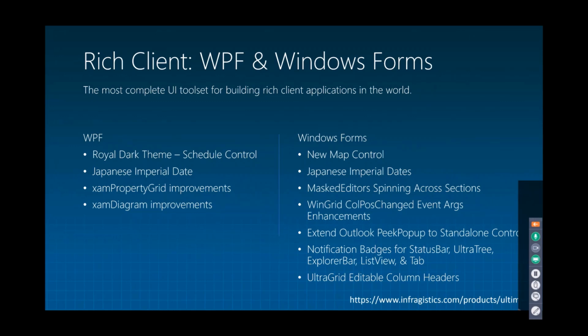But that being said, we do have some pretty important improvements, especially in Windows Forms. We have a new control. It's a new map control. So the geospatial map that we've shipped in WPF that we have in JavaScript, we've actually moved that over to Windows Forms now. We've added some new grid features. One of the big things across both WPF, Windows Forms, and JavaScript was imperial date format for our Japanese customers, and then you can see there's just some other enhancements across the board.